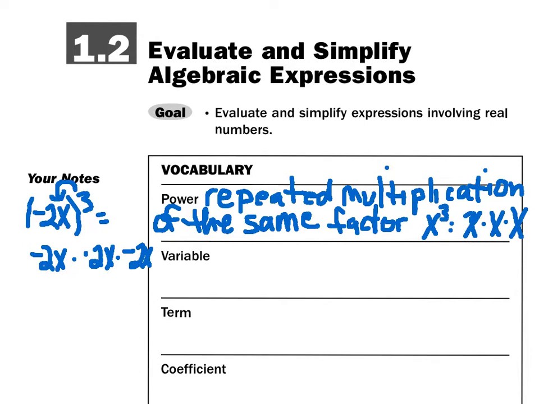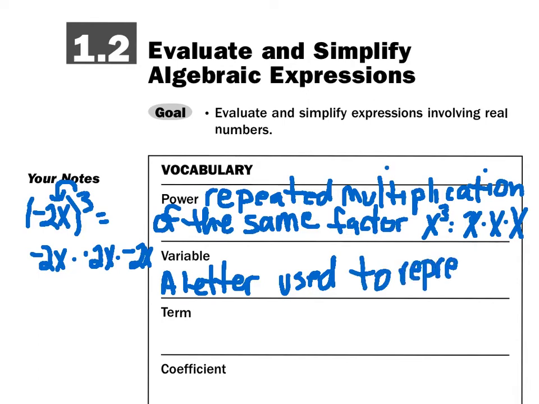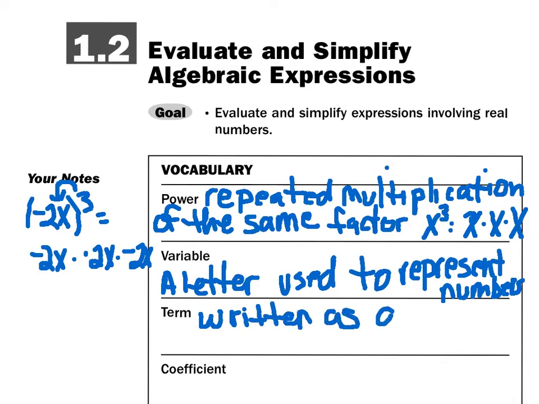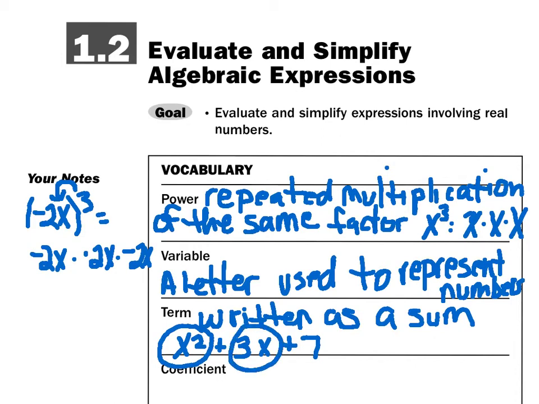Also, variable. Variable is a letter used to represent numbers. A term is an expression that can be written as a sum. The parts added together are called the terms. If we have x squared plus 3x plus 7, we have 3 terms in here. The x squared is one term, the 3x is another term, and the 7 is a third term.